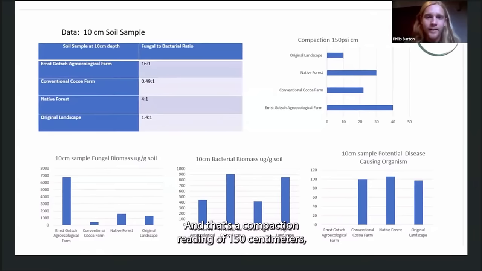And that's a compaction reading of 150 psi at 40 centimeters. In comparison with all the other landscapes, it's incredibly high. And we can see that he's fostering aerobic conditions. So that's why there's no disease-causing organisms present, because those aerobic conditions run all the way through his soil.